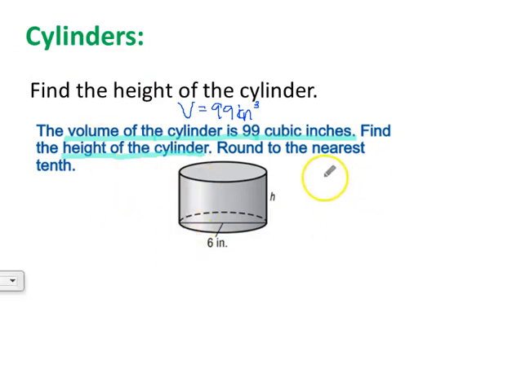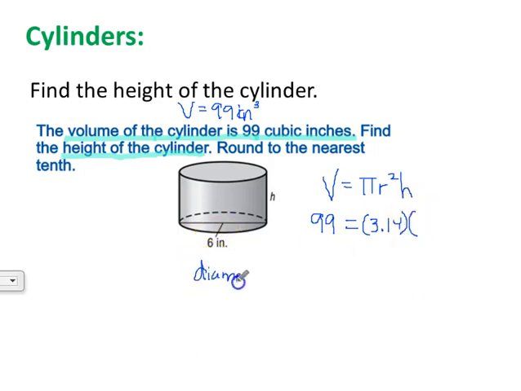So let's review. To find the volume of a cylinder, it's pi r squared, because that represents the area of our base, times the height. And now let's plug in the information that is given to us. We're given the volume, so I'm going to plug in 99 for the volume because we were given that in the information above. And we know pi is 3.14, so I'm going to write that number in to represent pi. We are given the diameter, aren't we? The diameter equals 6 inches.